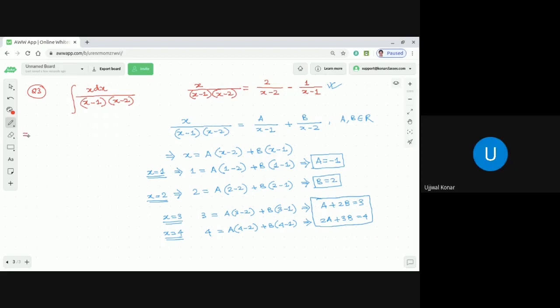So this becomes what? Integration, 2 I can take outside, of dx by x minus 2, minus integration dx by x minus 1. There is a small step you may need to understand, how to simplify. Isn't it? Divanshu, able to follow very clearly? Yes, sir. Okay. Disha?